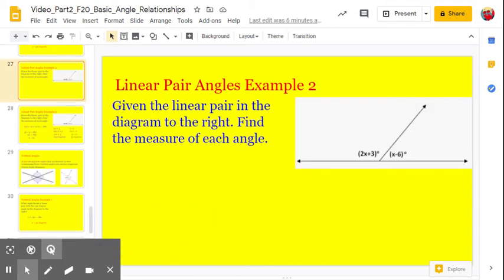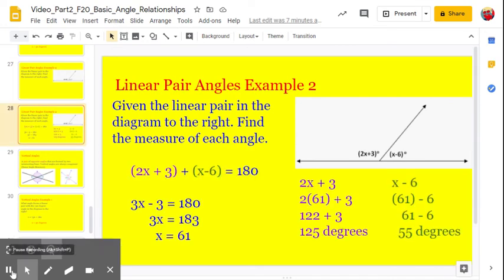All right, here's another linear pair. Can you just write the algebraic equation for me for how you'd solve for x? So on this one, you'd go 2x plus 3 plus x minus 6 equals 180 degrees. And we'd solve for x, and we get x is 61 degrees here, right? We combine like terms, 3x minus 3 equals 180. We'd add 3 to both sides, so 3x equals 183, and that's how we get 61 degrees.